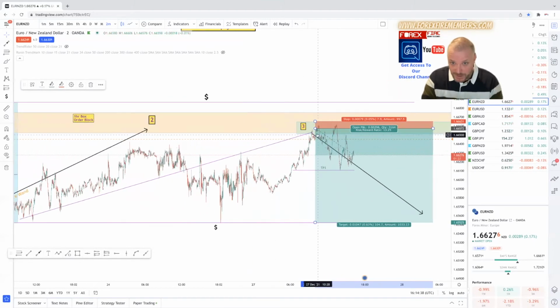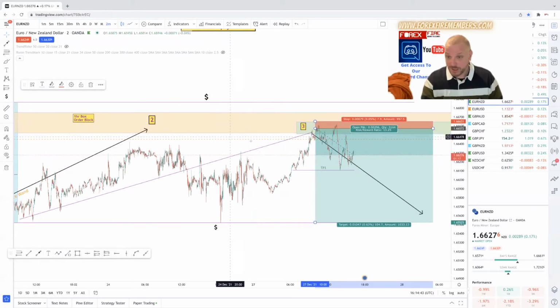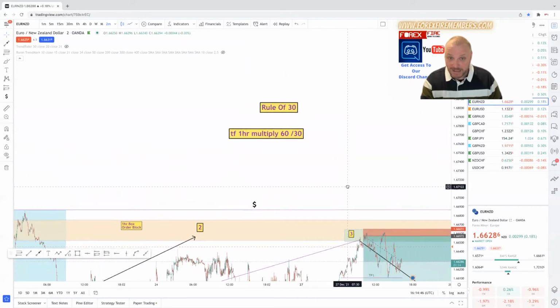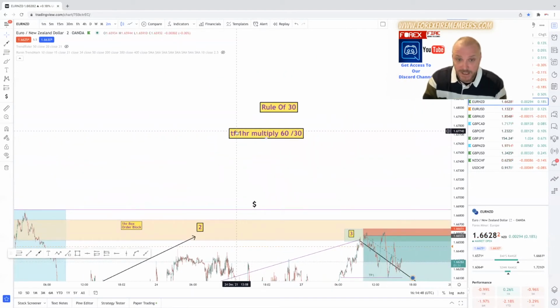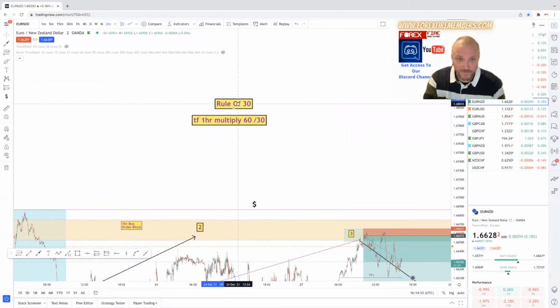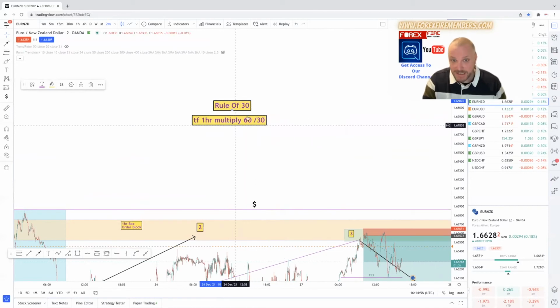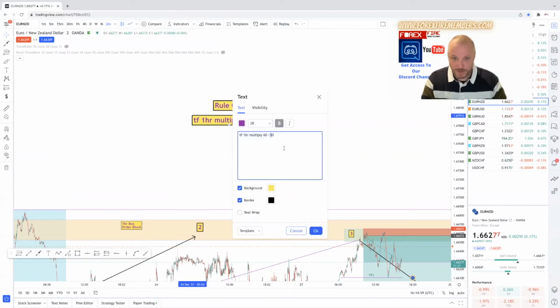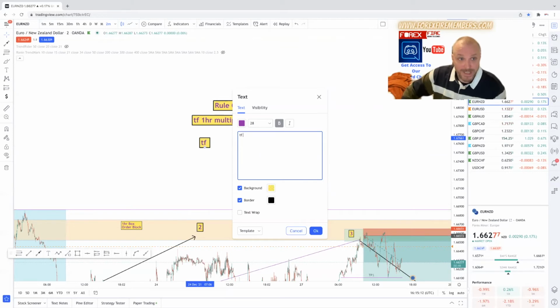So the rule of 30, once you hit into that order block that you predefined and created an alert, the calculation for the rule of 30 is the time frame. So this is the 1 hour, and you multiply by 60, divided by 30. So let's say you were looking at, just to do another calculation for you, the time frame, because I will only ever use this on the 1 hour, 4 hour, and then possibly a daily, not often a daily, 1 hour and 4 hours.